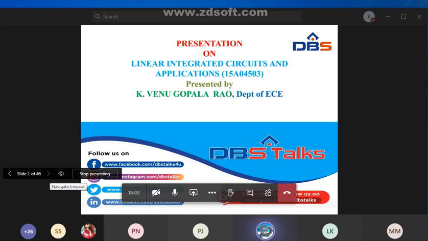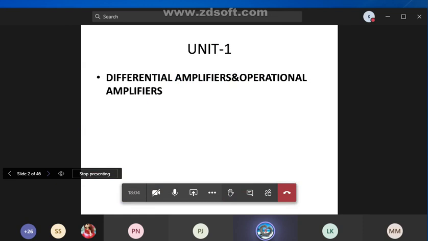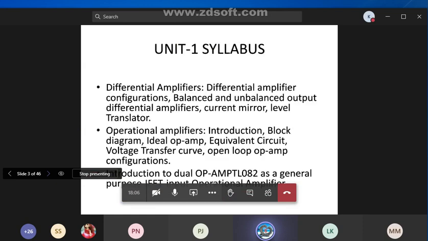So, till now we have discussed the differential amplifier basics and the differential amplifier configurations, that is balanced and unbalanced output differential amplifiers, current mirror circuit, level translator circuit, and the block diagram of op amp, ideal op amp, and the equivalent circuit of op amp, voltage transfer curve. So ideal voltage transfer curve and practical voltage transfer curve. Till now we have discussed all these topics.